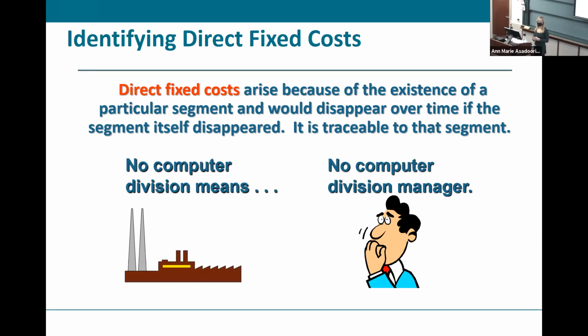I'm going to show you this segmented income statement. This company has two divisions, so we're going to break it down into two divisions. They make computers and they make televisions. Here's the division manager for the computer division. If I think this division is not performing well and I'm thinking about eliminating the whole division, this poor guy is going to lose his job. So that means his salary must be directly caused by that division.